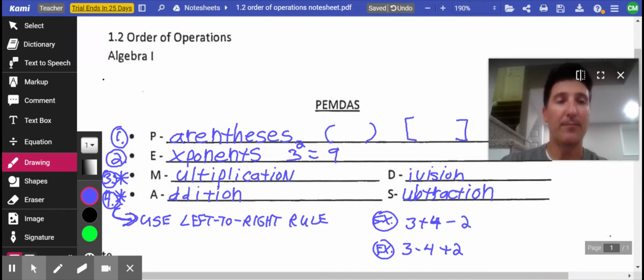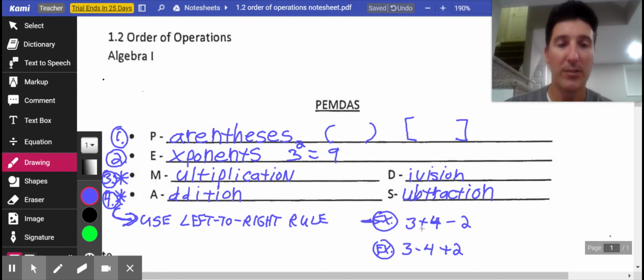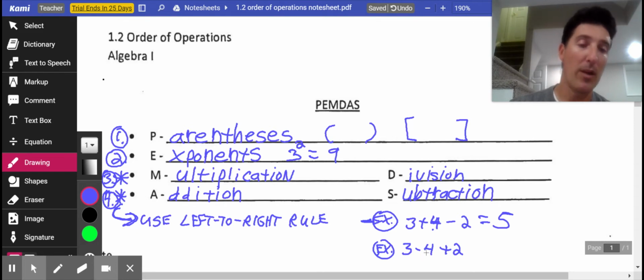So what do I mean by that? The left to right rule means if I have multiplication and division, it's the same priority. I do whatever occurs first when I work left to right. Same thing with addition and subtraction. So here's an example. If I had 3 plus 4 minus 2, addition and subtraction, it's number 4. It's the same priority, so I would just work left to right. I would do 3 plus 4, which is 7, and then 7 minus 2 is 5. Now I have the same numbers, but I'm still going to work left to right because it's the same priority. So I would do 3 minus 4 is -1, and then -1 plus 2 is 1.